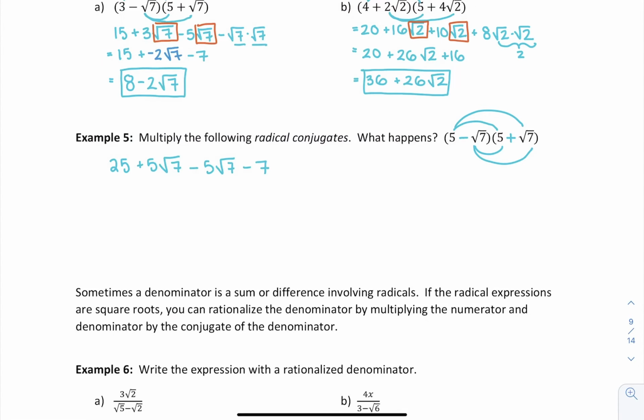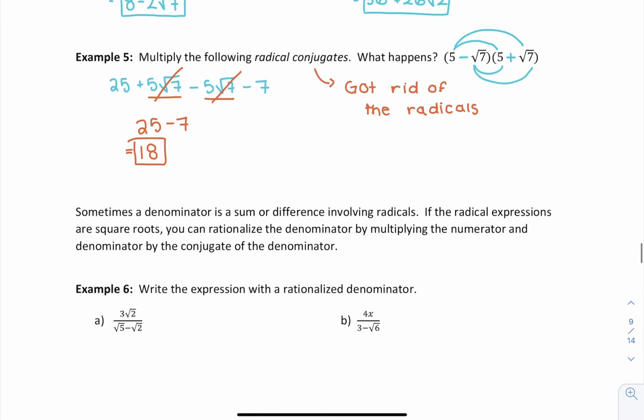Now, look at what we have. We have 5 square root of 7, and we're subtracting 5 square root of 7. So those cancel out. And we are left with 25 minus 7, which is 18. So when we multiplied by the conjugate, it got rid of the radicals. We're going to use this trick to help us.